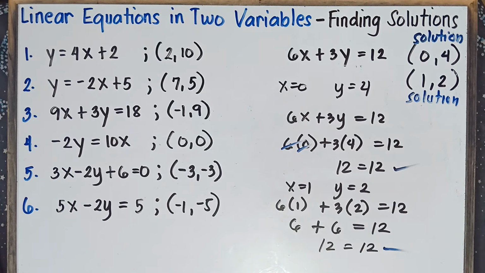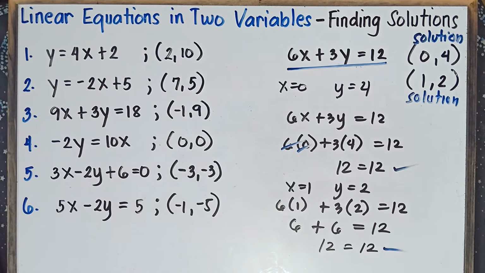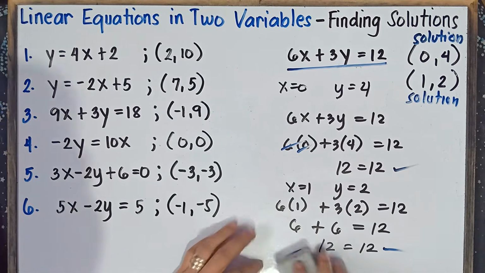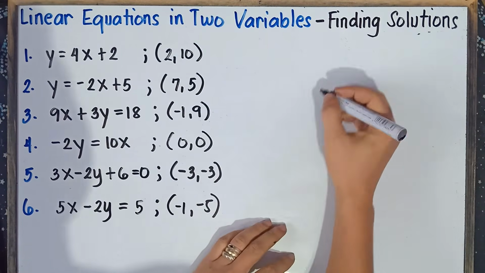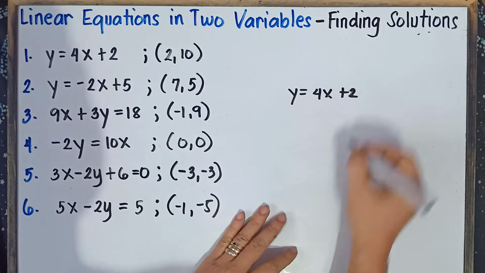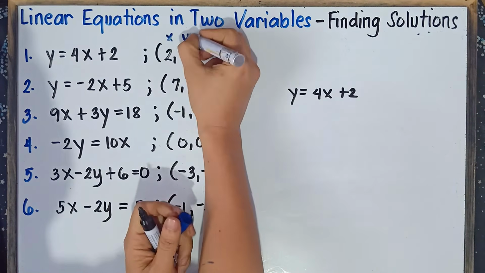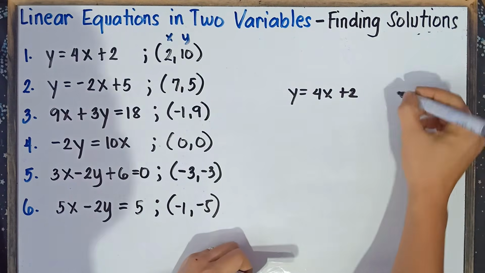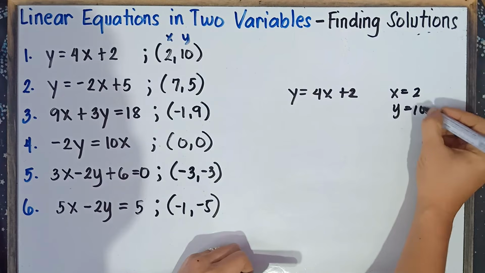Alright, I hope it's clear for you, class, in finding the ordered pair given this equation. So let's proceed now to answering our activity numbers 1 to 6. Alright, so let me just erase this one, class. So let's start with example number 1. Our given, we have y equals 4x plus 2. Alright, and then given x, so this is x and then y. So our x value, that would be positive 2. And then the y value, that would be positive 10.